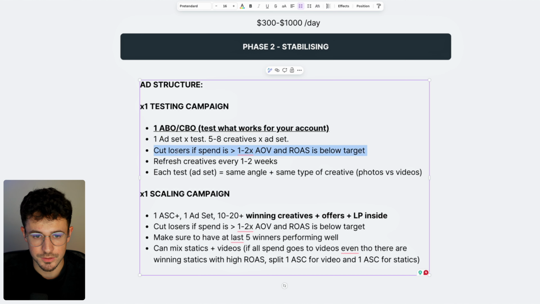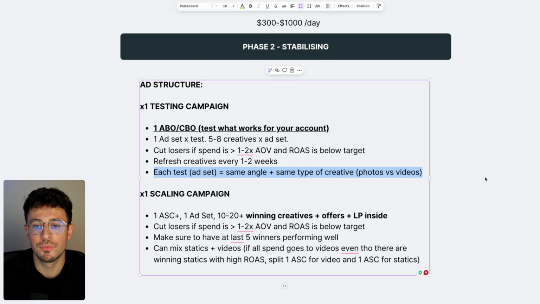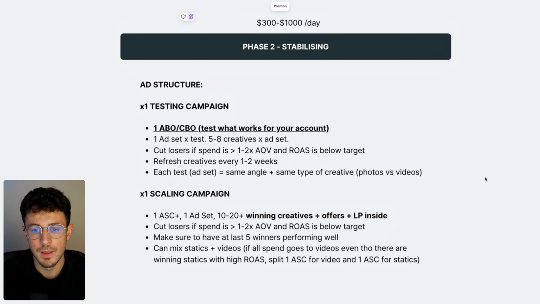You want to cut losers as usual if the spend is greater than 1 to 2 times your AOV and return on ad spend is below your target. Want to refresh creatives every 1 or 2 weeks, ideally every week. And you want to test in each single ad set the same angle, same type of creatives. You don't want to mix together photos and videos, because if you do it, Meta for sure is going to spend more budget to the videos. And that's not necessarily because of the return on ad spend, but that's probably because of the engagement.